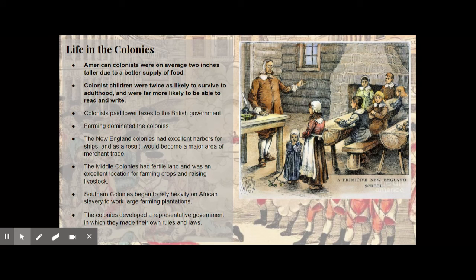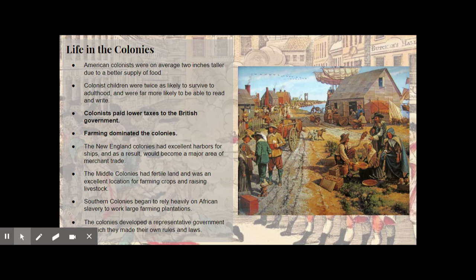Now, life in the colonies was actually not bad if you could survive the initial settling period, those first few decades. One of my jokes I always say is, if you're going to go to Mars someday, just make sure you're not the first person to go to Mars. But the American colonists were on average 2 inches taller, mainly because the farmland allowed them to grow more and better food. Colonist children were twice as likely to make it to adulthood, and they were more likely to be able to read and write. Now, it should be said, colonists actually paid fewer taxes to the British government. Just don't tell anyone who was at the Boston Tea Party.